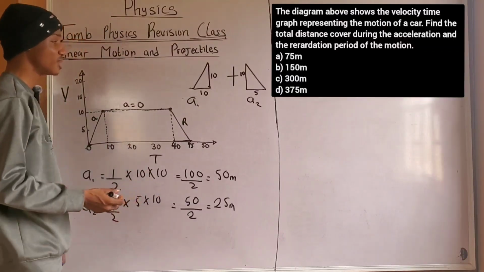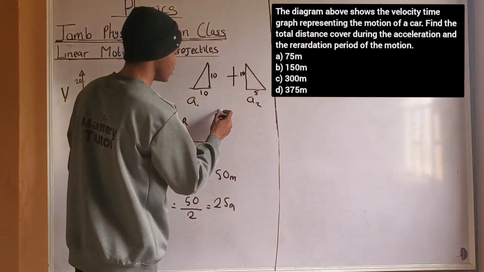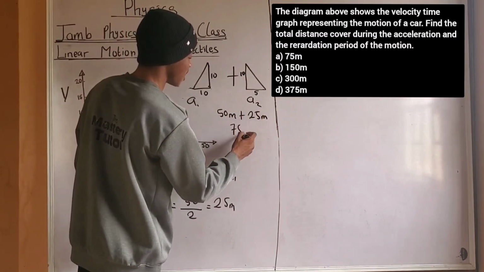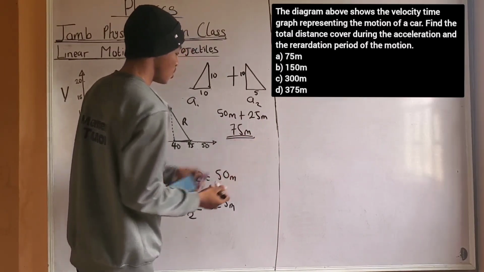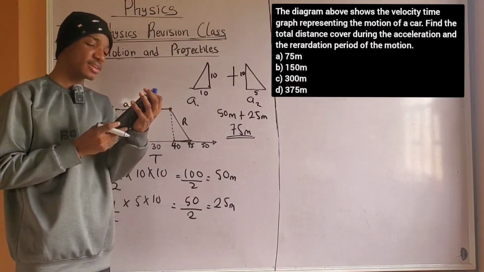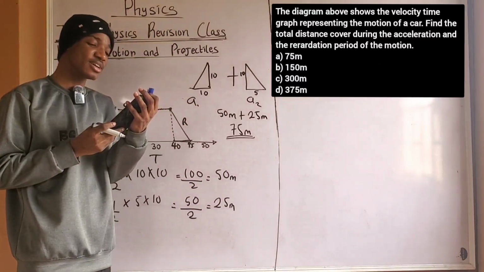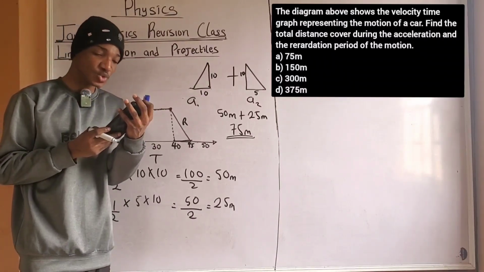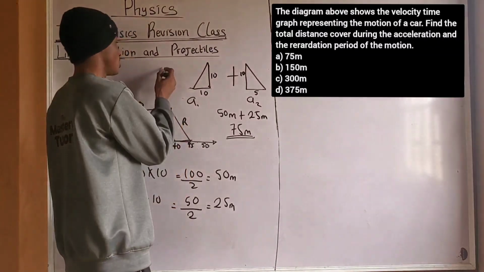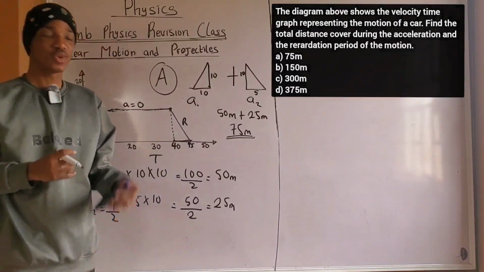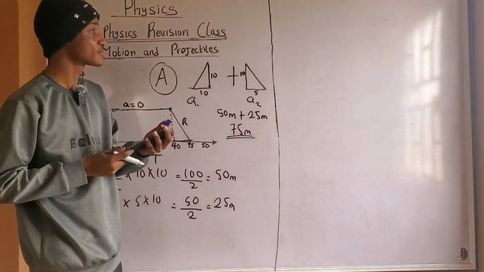So we need to sum the distance together. Here, I'm going to have 50 meter plus 25 meter. That is 75 meter. Do you understand? Okay. So the total distance traveled by the car during the acceleration and the retardation phase is 75 meter. And the correct option to that question is option A. Option A is correct. Do you understand? Okay, let's proceed to the next question.